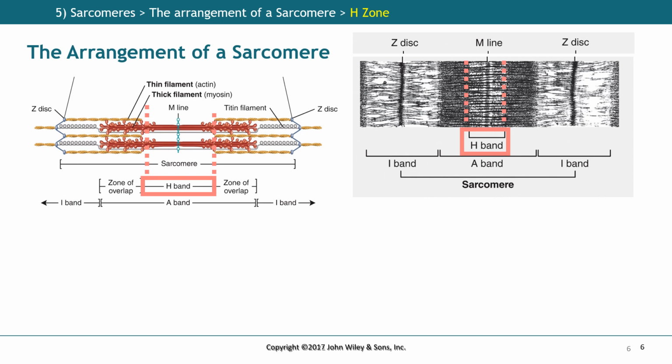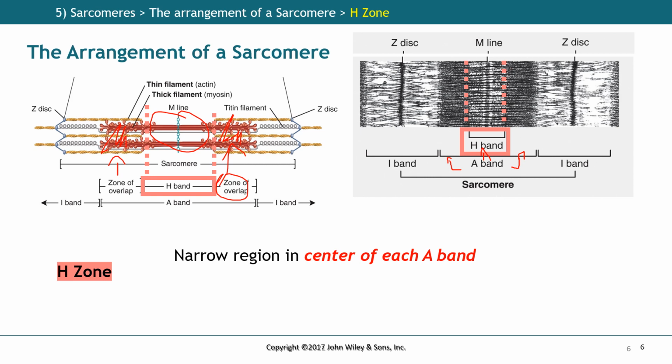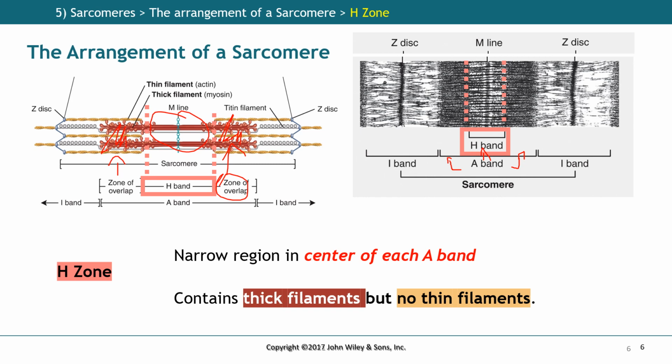I already talked a little bit about this H band, and this H band is a narrow region in the center of each A band. So here you see the A band that contains this region, and in the middle you have this H band. It's very clear what is happening when you look at this schematic. We don't have the overlapping zone here, so you only have a region that has the thick filaments. So the H zone, as we said before, is a narrow region in the center of each A band, and contains thick filaments but not thin filaments.